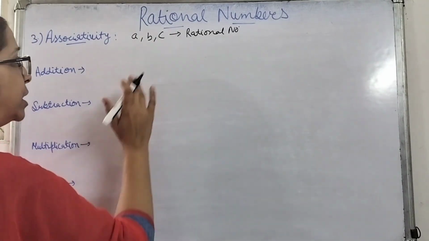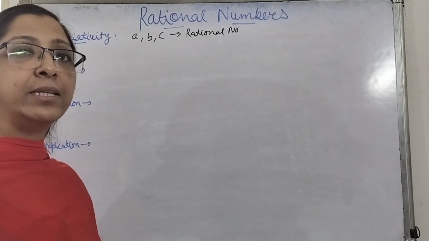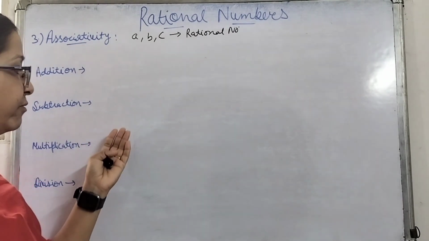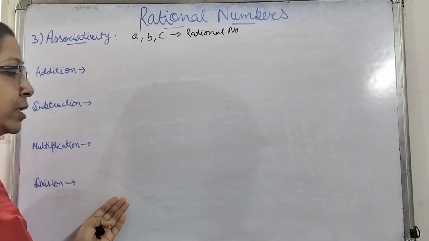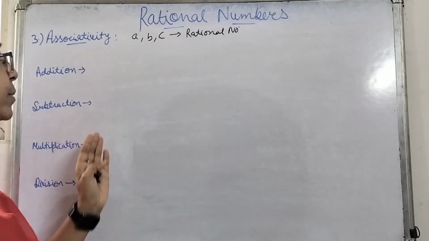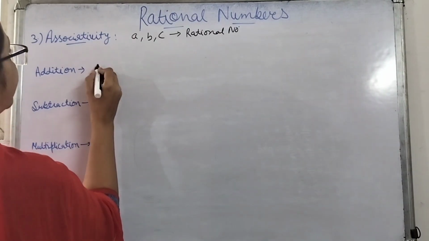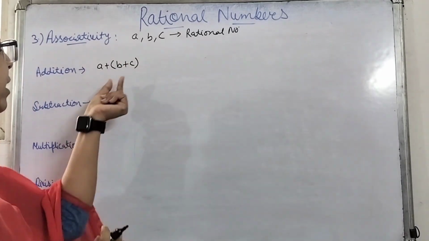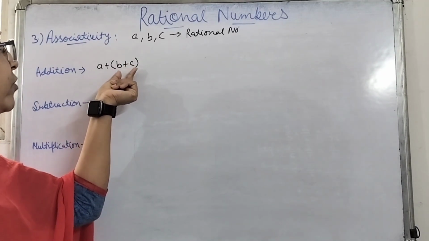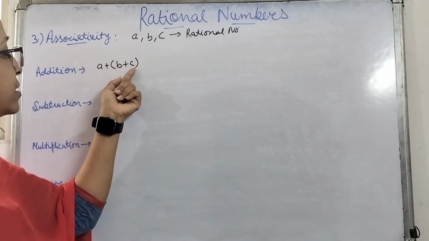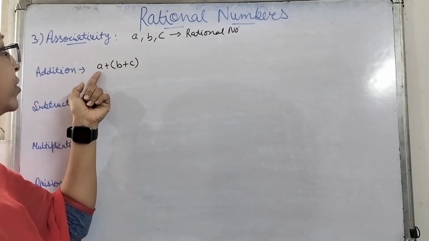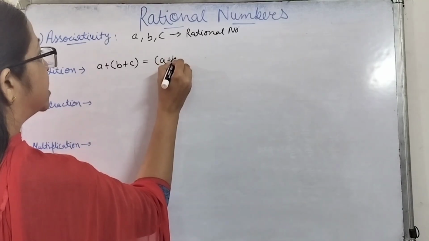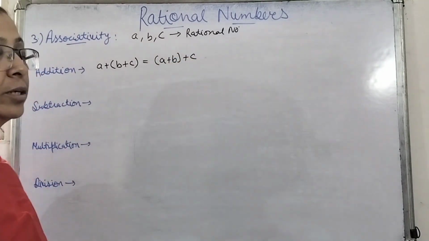That means in associativity, if the grouping is changed, we check whether the sum will be the same or not, whether the difference will be the same or not, whether the product will be the same or not, or whether the quotient will be the same or not. Now here, a plus (b plus c). First of all we have taken the group of b and c. First of all we will add it, and then whatever the result is, we will add the sum with a. Whether it is equivalent to (a plus b) plus c or not, that we have to check.